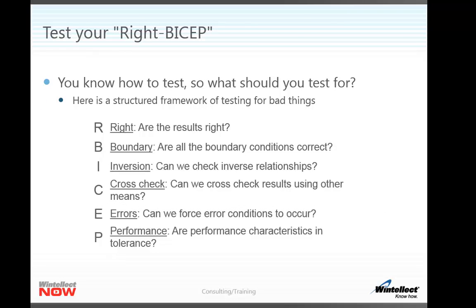Use the Right-BICEP acronym as an aid to writing good unit tests. Are the results right? If the test ran correctly, how do you know? Do the tests have bugs? Test data is notoriously incorrect. Use code reviews on the tests themselves.